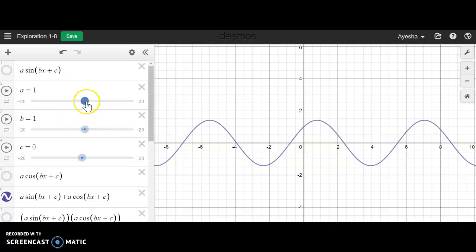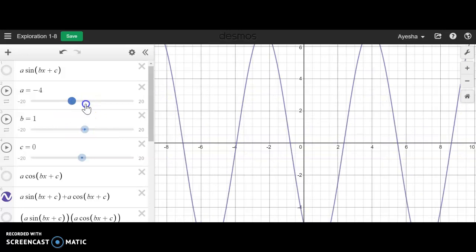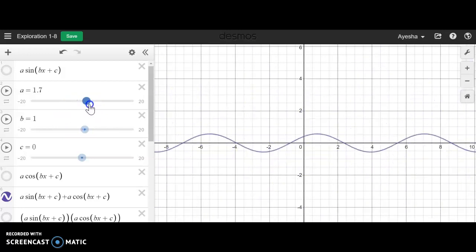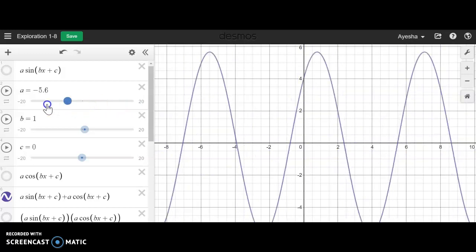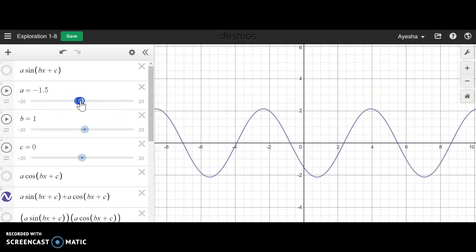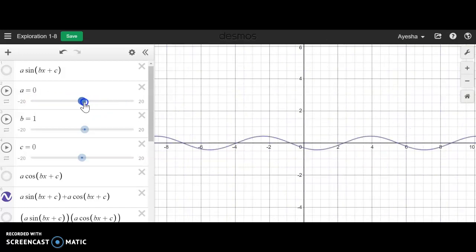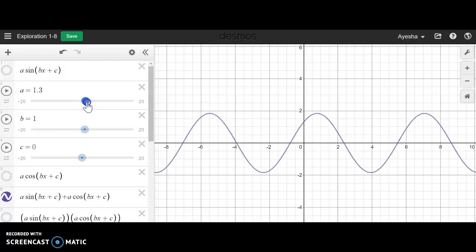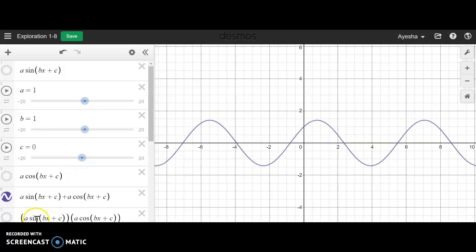And whenever we're changing the value for a, the amplitude of the graph changes. That makes sense as well based on what we already know about the graphs of sine and cosine. So yeah, that's my initial observations for h of x equals f of x plus g of x.